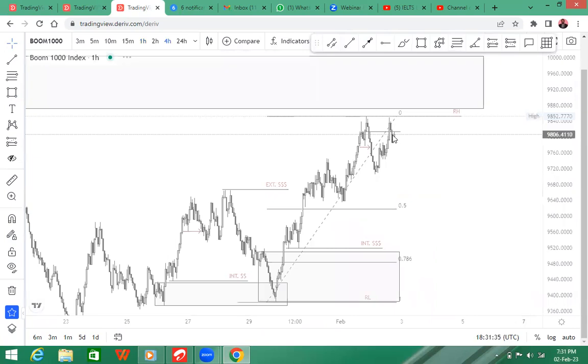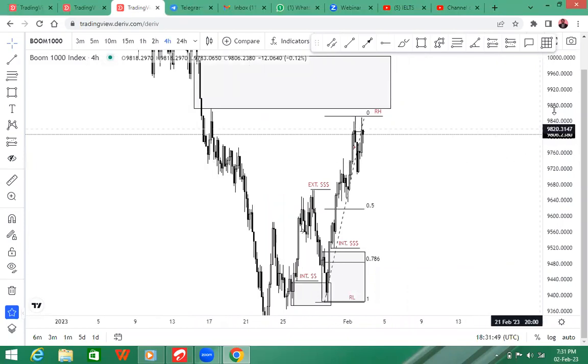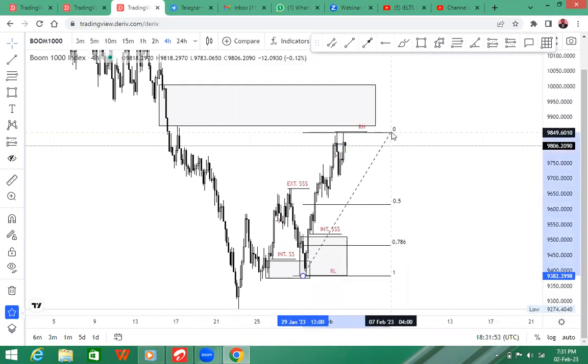So I'm still expecting this to push down. Do we also need to draw the fib? Let's say on the retracement deck. Yeah, sure. Yes, you have to still draw the fib. The fib is for extra confirmation, so it's not too much.